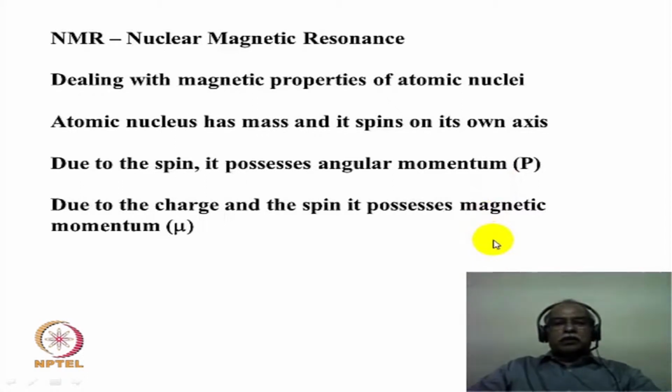Now, let us look into some properties of the nucleus in terms of what is useful for nuclear magnetic resonance spectroscopy. We are dealing with the magnetic properties of the atomic nuclei, as evident from the NMR experiment. The atomic nucleus has mass and it also spins on its own axis. Because of a spinning mass, it has an angular momentum. Because of a spinning charge, it also possesses a magnetic moment. And these two parameters are essential for the NMR experiment. The angular momentum is given the symbol P and the nuclear magnetic moment is given the symbol mu.